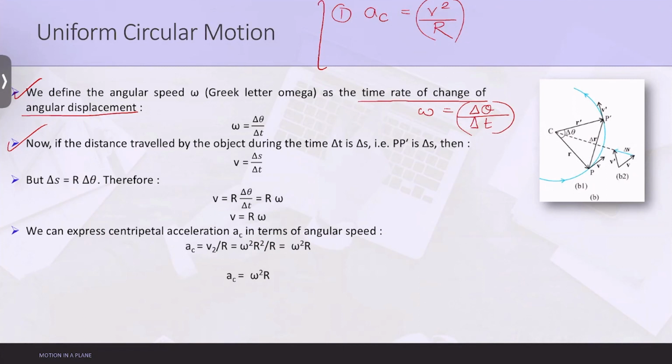So now, if the distance traveled by the object during the time delta t is delta s, let us suppose that this is the time, this is the distance traveled. Then the chord length is delta s, quite evident. As you can see, this value will be delta s. Then what can we write? We can write v is nothing but equal to delta s by delta t. Very clear. But we know that this value of delta s is nothing but r delta theta.